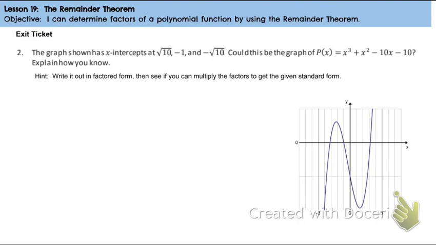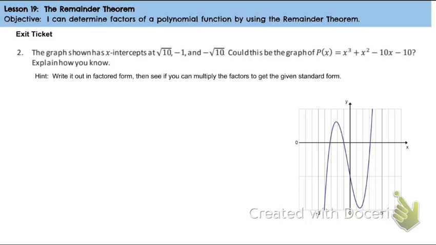And then finally, the graph shown has x-intercepts at square root of 10, negative 1, and negative square root of 10. Could this be the graph of p of x equals x cubed plus x squared minus 10x minus 10? Explain how you know. So the hint is to write it out in factored form and then see if you can multiply the factors to get the standard form.